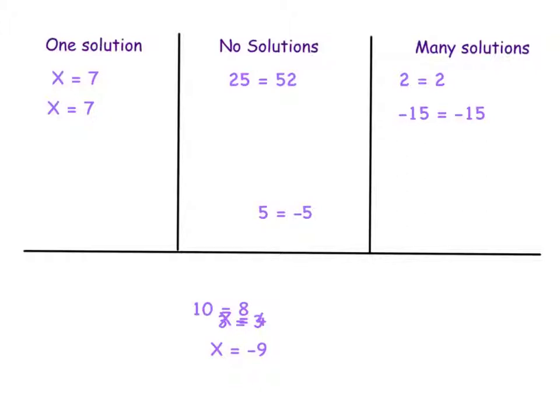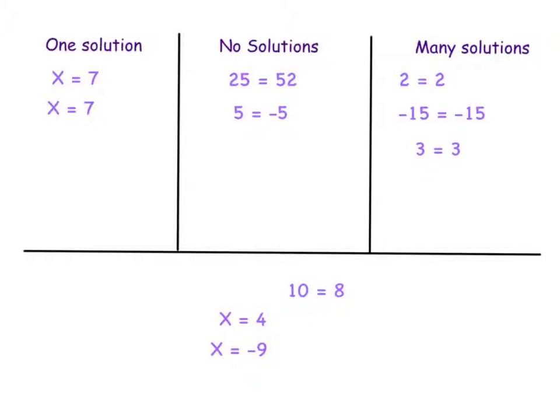5 equals negative 5. No matter what, 5 will not equal negative 5. The 5's look the same, but remember one is positive and one is negative. So no matter what we put in for x, we will not get a true statement. Let's see what we have left. 3 equals 3. No matter what we put in for x, it will make a true statement.